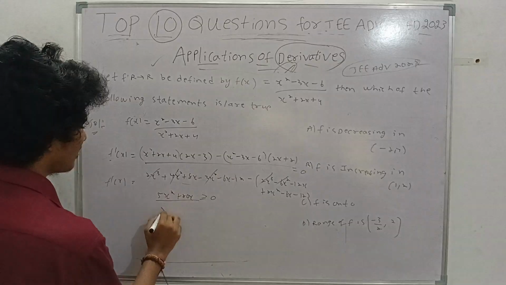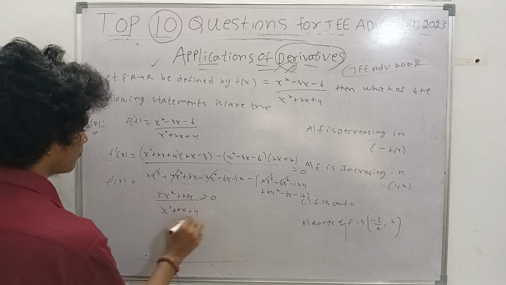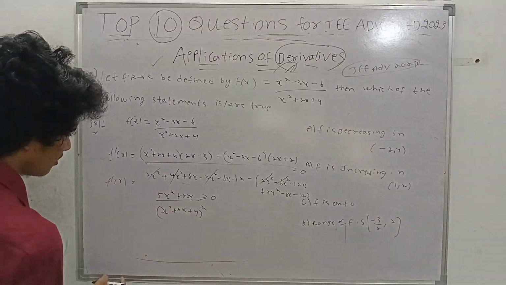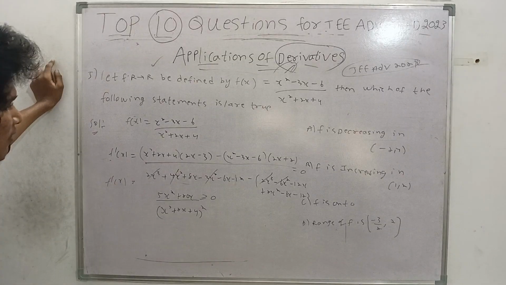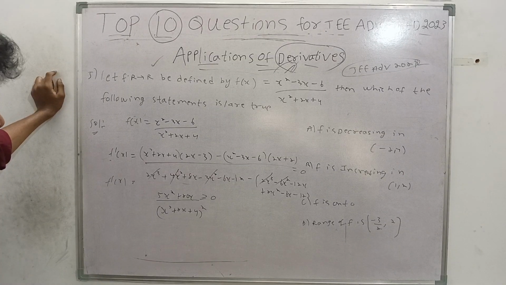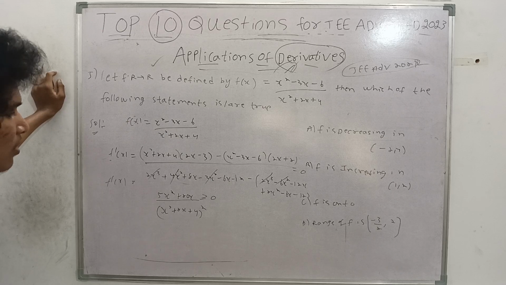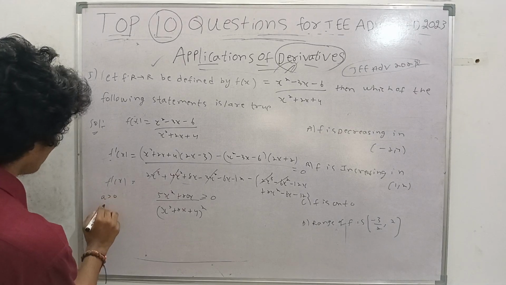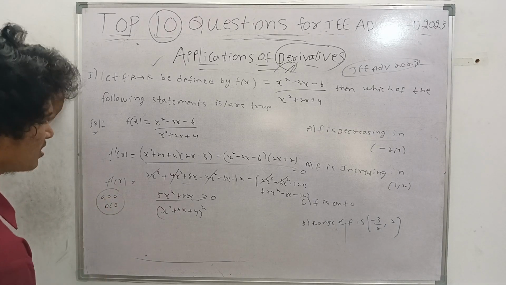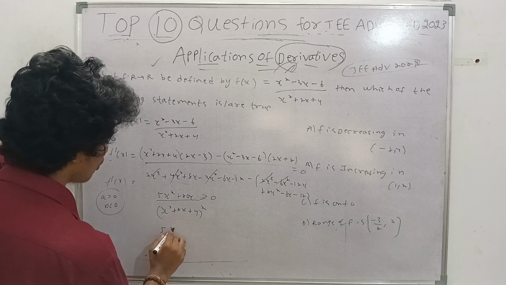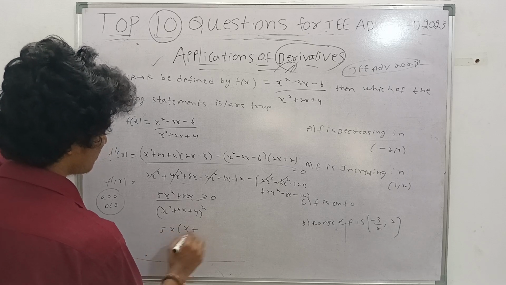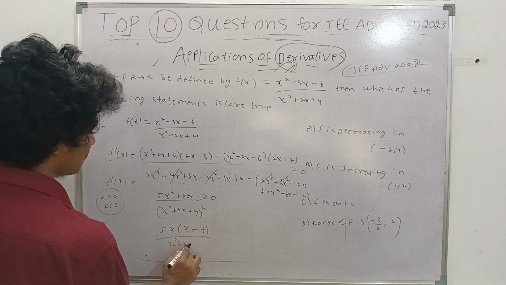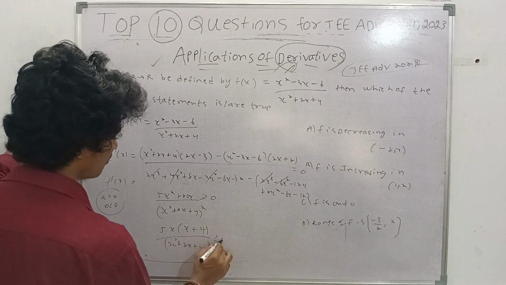Or you can take the divided form also, there is no problem. Whole square. If you observe carefully, x square plus 2x plus 4 cannot be 0, because here a is greater than 0 and d is less than 0. So in the top you can take 5x common. So it will be x plus 4 divided by x square plus 20x plus 4 whole square and greater than or equal to 0.